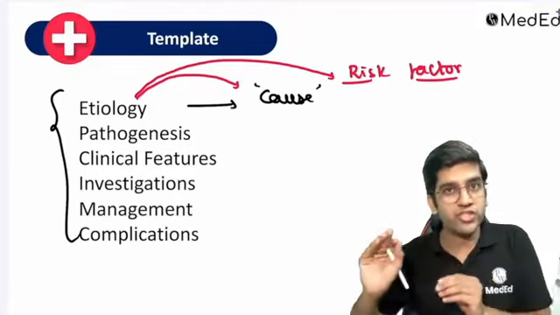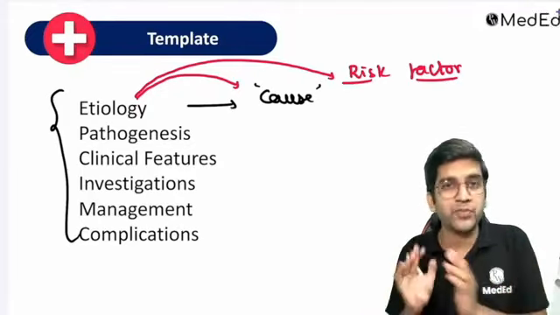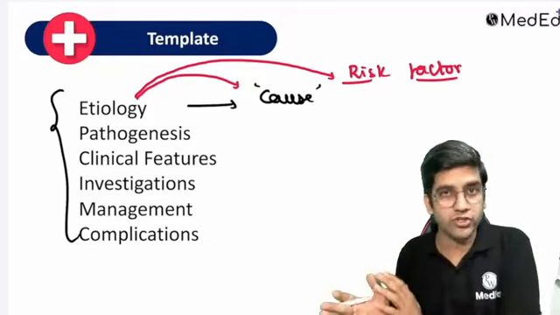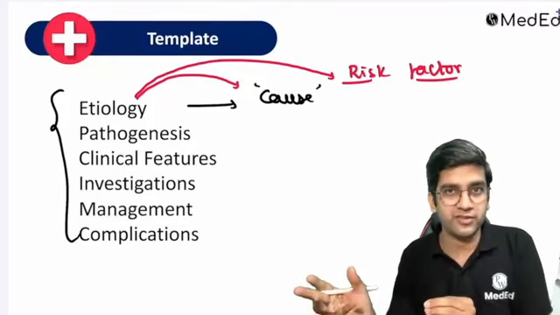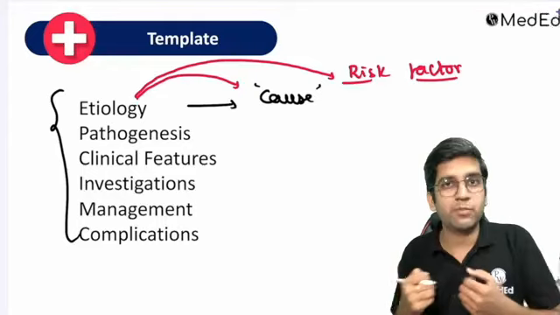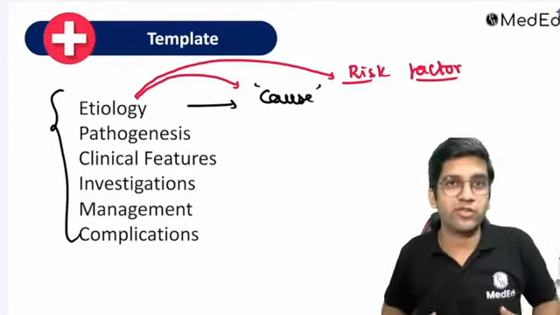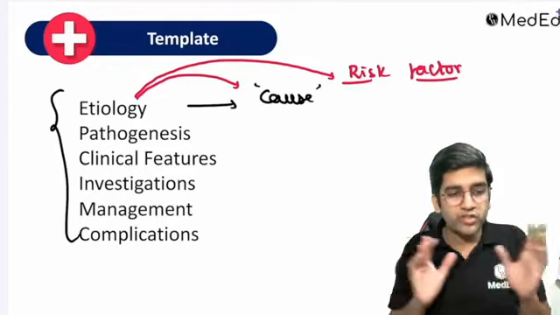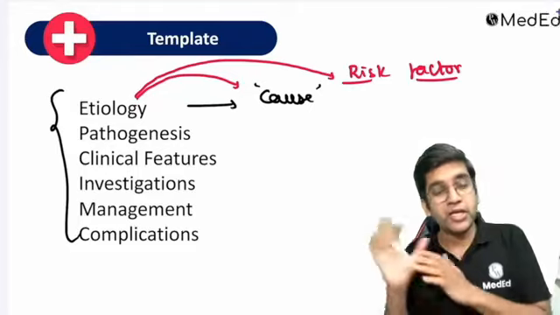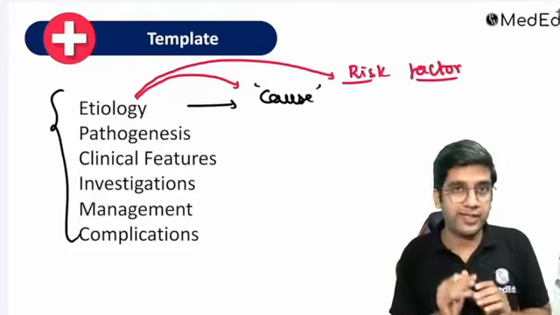Risk factor and causation is not the same. It's two different things. Cancer doesn't have a cause. Cancer, most of them have risk factors. Not eating proper food at the correct timing is a risk factor for gastritis, right? So you should know the difference between risk factor and etiology, cause, and both of them come under etiology only.